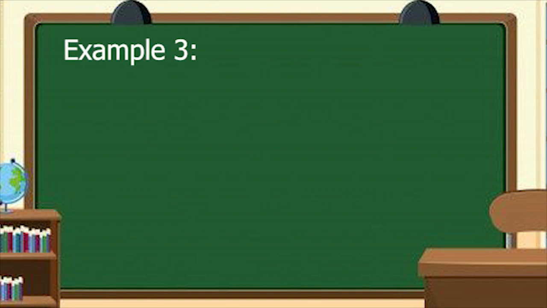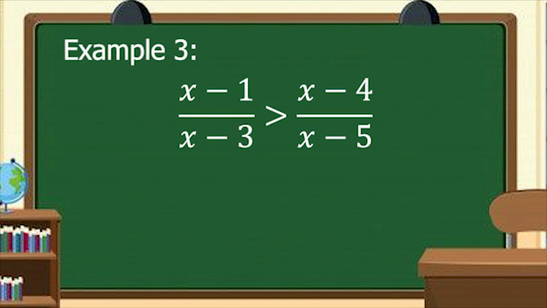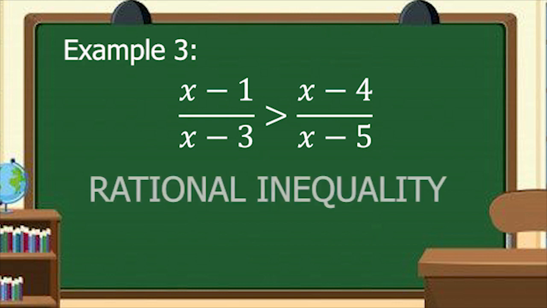How about this one? We have x minus 1 over x minus 3 is greater than x minus 4 over x minus 5. That's right, it is a rational inequality because it involves rational expressions and an inequality symbol, greater than.